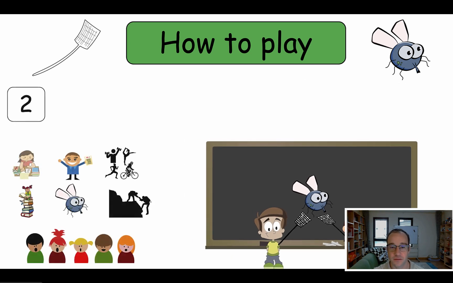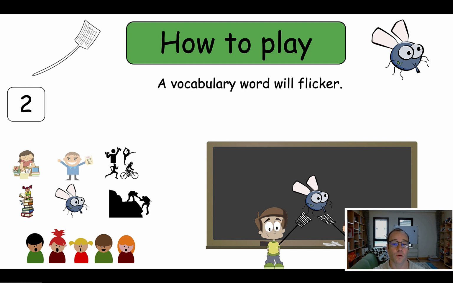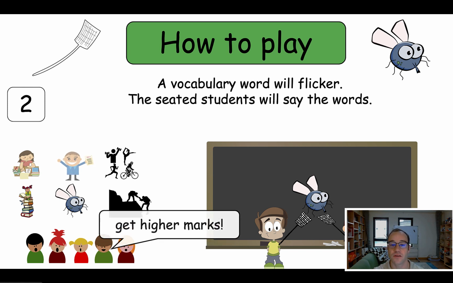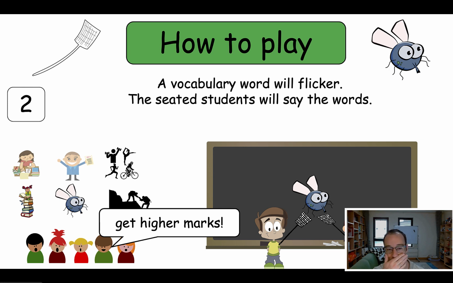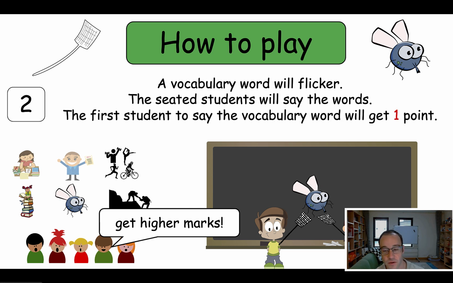And 2 is a vocabulary word will flicker. Okay, so there's one flickering. The seated students will say the words. So the seated students who are not holding the fly swatters, they will scream out the word. Okay, the first student to say the vocabulary word will get 1 point for their team. Okay, so in my class, there's 4 teams. I make one of the flashcards flicker, and the seated students shout it out.